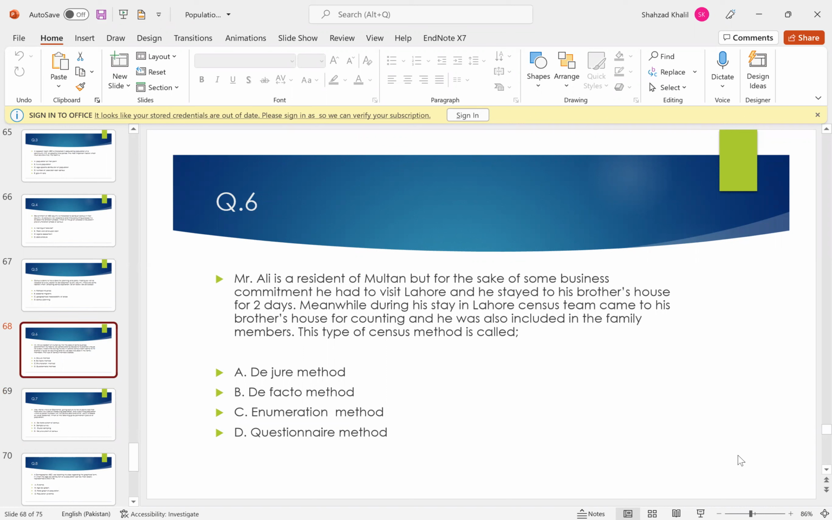Mr. Ali is a resident of Multan, but for the sake of some business commitment, he had to visit Lahore, and he stayed at his brother's house for 2 days. Meanwhile, during his stay in Lahore, census officers came to his brother's house for counting, and he was also included in the family members. This type of census model is called de jure method, de facto method, enumeration method, or questionnaire method? Yes, the correct answer is de facto method. In the de facto method, as we know, the person is counted at the place of presence. The person where he is present is counted. So B is the correct answer.